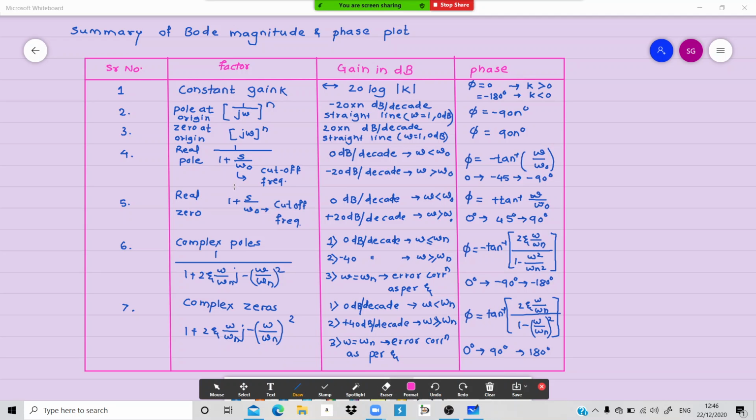Let me just make the partition. Today we'll stop over here, and in the next lecture, we'll solve one or two numericals related to Bode plot. So this chapter will be completed.